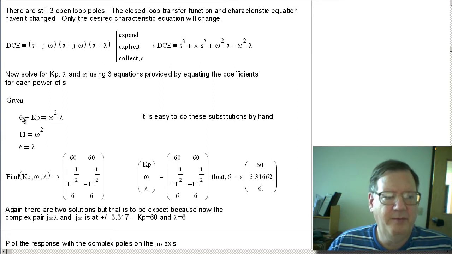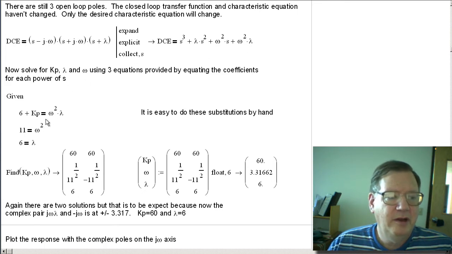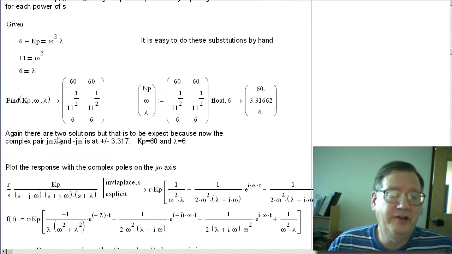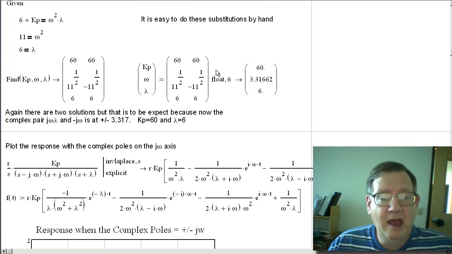coefficients for the power s to the 0 power, s to the first power, s to the second power. So you can see that I got 6 plus kp is equal to omega times lambda. The 11 is equal to omega squared, and 6 is equal to a lambda. This is very easy to calculate by hand, and you get the solution 60.